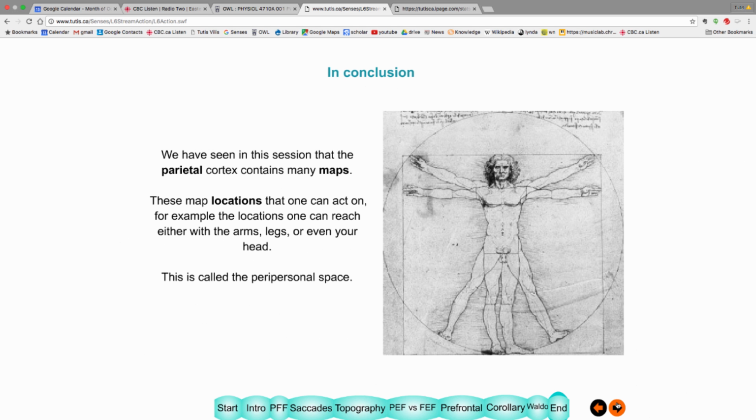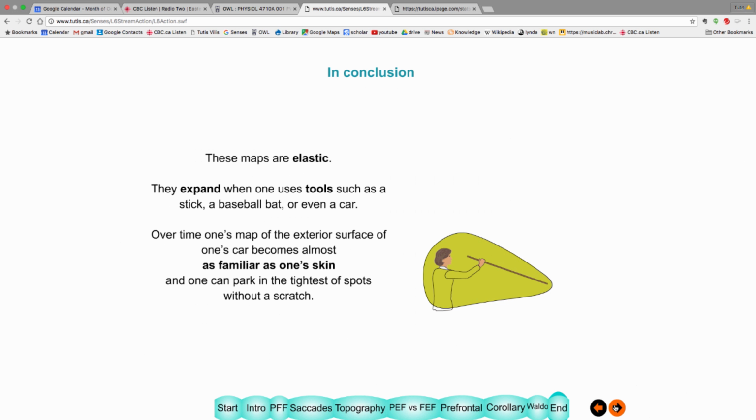And so we saw today the parietal system has many maps. They're all locations of peripersonal space. And I said that this is the space that you can reach to, either with your hand or your feet. But you can extend this space by taking up things like a stick. If you have a stick, that representation in your cortex gets bigger.